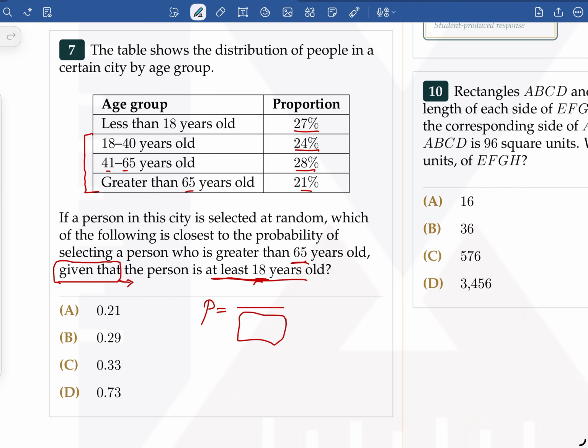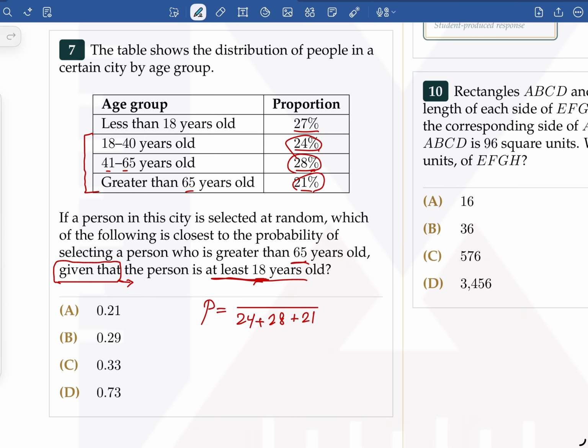18 to 40, 41 to 65, or greater than 65. All of them are at least 18. So we have to add all of these together. We can write 24% plus 28% plus 21%. And of course, you can ignore the word percent because we already have them up and down, so they can cancel each other.